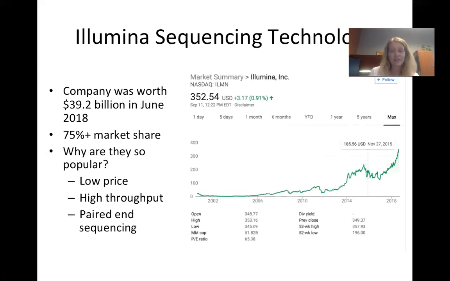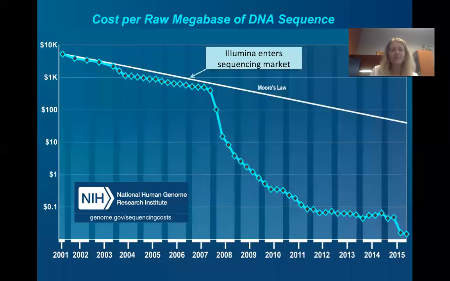They have a very, very low price, of course, which is a big part of it. It's hard as researchers to say no to a good deal. Even with the low price, you get very high throughput. And they had another advantage that I think really set them apart from some of their early competitors, which is paired-end sequencing, which I'll explain in a minute.